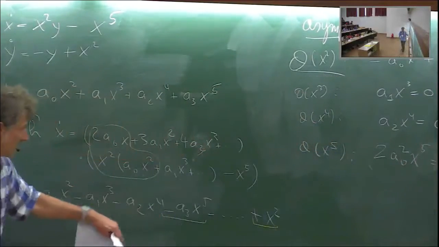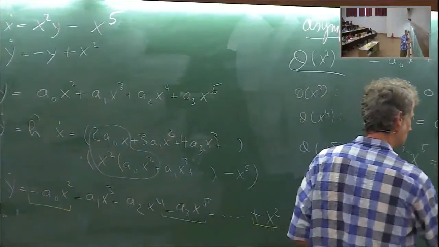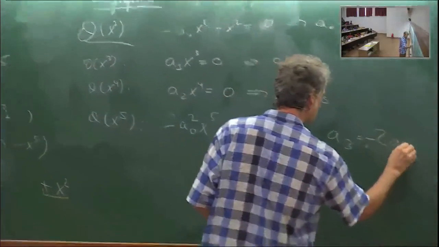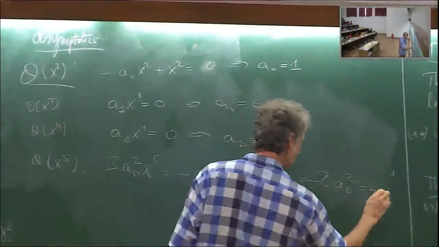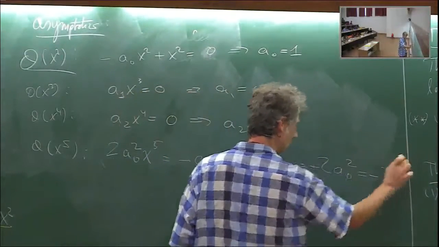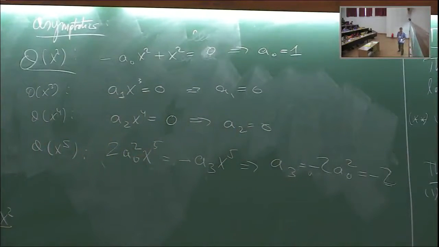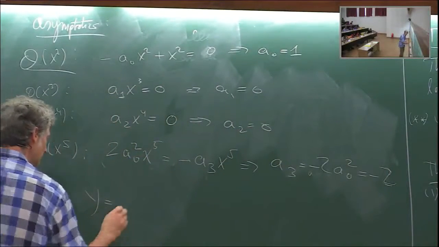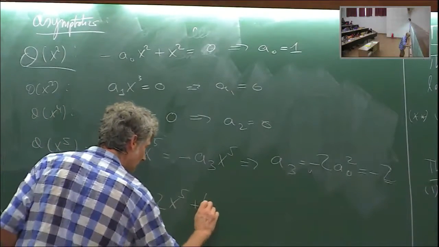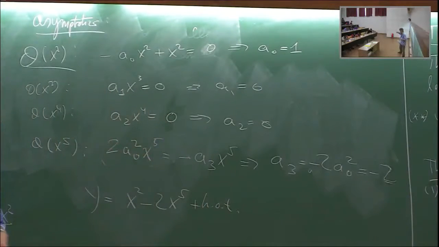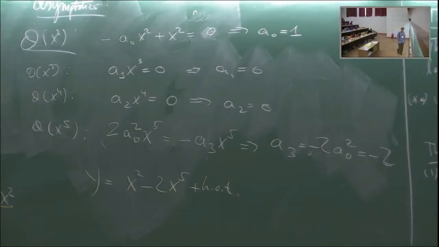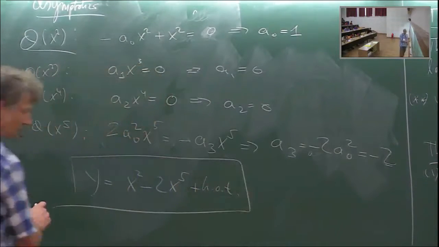And that is equal to minus a3 x to the 5. So a3 is minus 2a naught squared. A naught was 1. So minus 2. Yeah? So now y is x squared minus 2 x to the 5 plus higher order terms. You can go further and further and further. Okay? All right. So this is just to show you how it works.